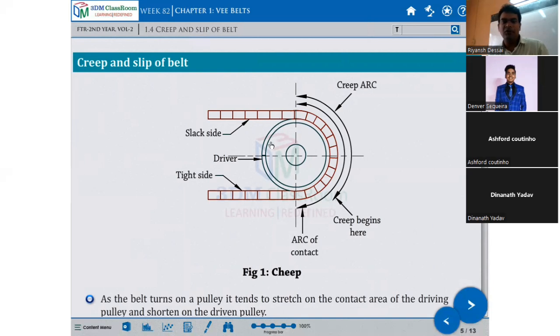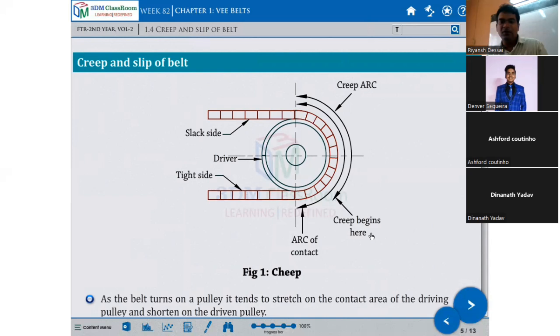You can see this picture here. Okay, this is the driver pulley. This takes the belt like this and throws it out here, and this becomes the slack side. Now what happens? The arc of contact, you can say C. From here to here, there is an angle of contact of the belt on the pulley.